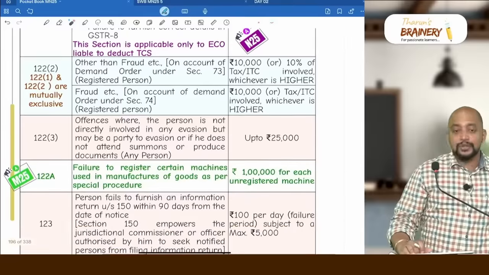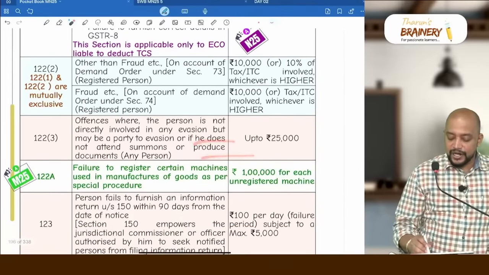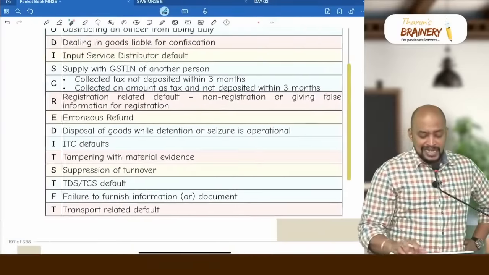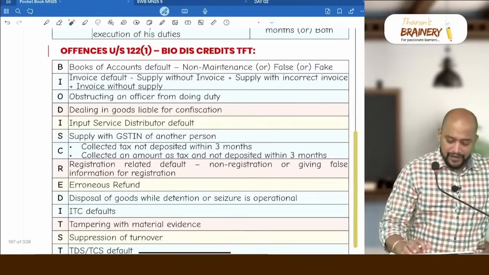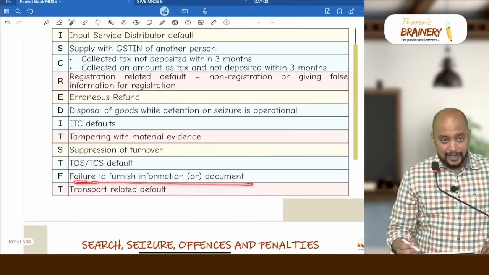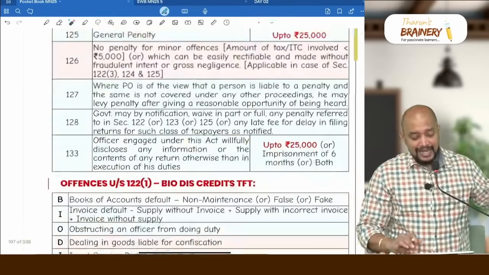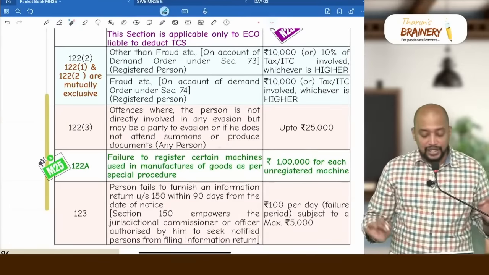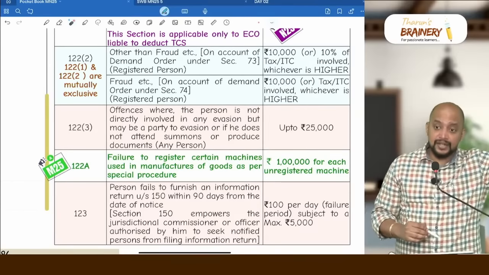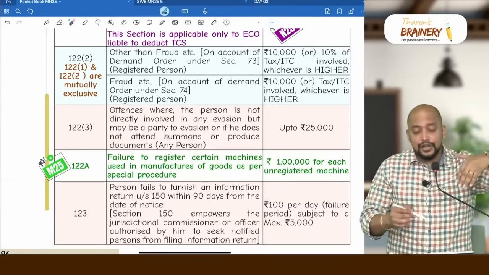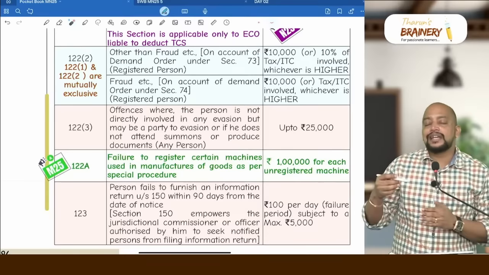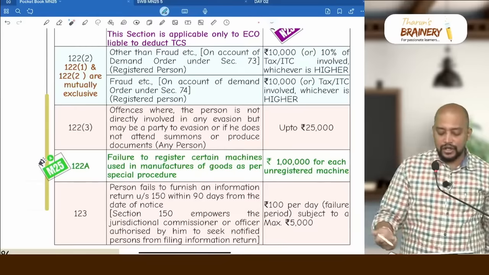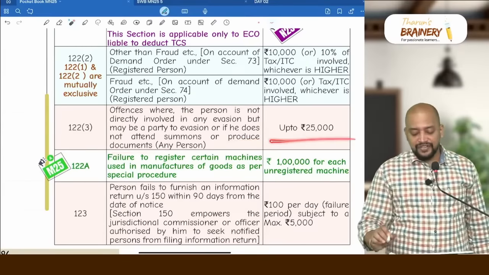Or produce documents. If he does not produce documents, failure to furnish documents is already there in 122 subsection 1. So failure to furnish documents, like that one point is there. What is the connection between that and this not furnishing the documents in 122 subsection 3? Simple connection. That is on the registered person, the owner of the business, whereas this is on the accountant or any person who is involved in that office. So if they are not sharing the documents, produce documents, up to 25,000 rupees.